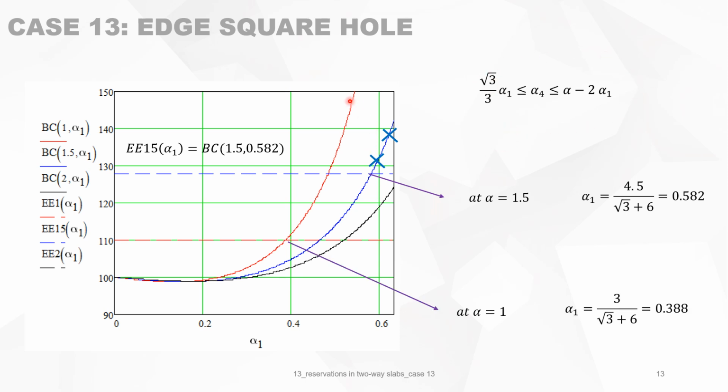Then we can go to the square slab, where alpha is 1. Then we see that alpha 1 is 0.388, which is this point, and that means that all this portion is not valid. So only the left portion is valid.